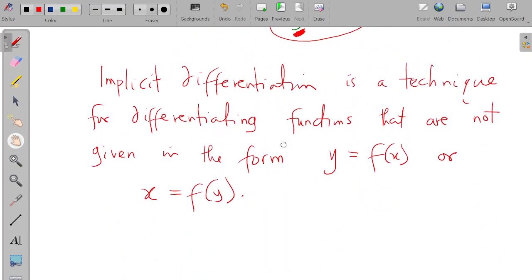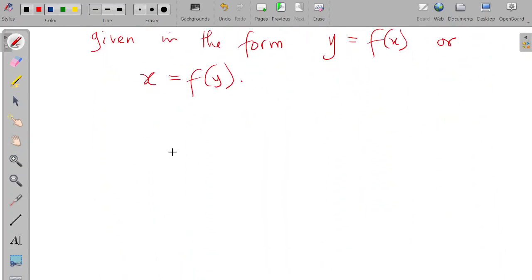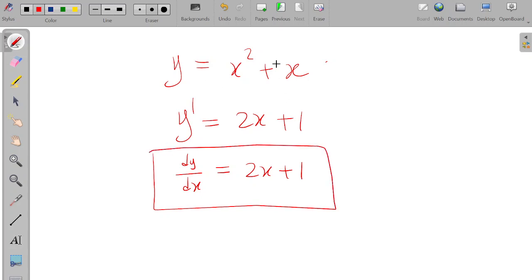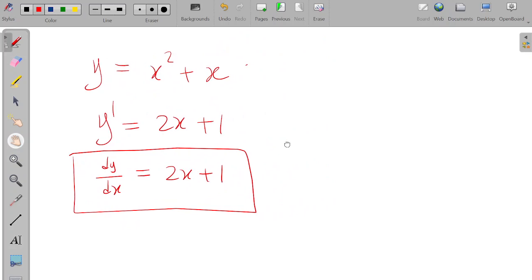I will start from what you know. You know y equals x squared plus x. How do we derive this? y prime equals 2x plus 1. That is the derivative. This derivative can also be written as dy over dx equals 2x plus 1. You can also write it like this. So you just say the derivative is 2x plus 1 by using the power rule. That is fine. But look at it this way.